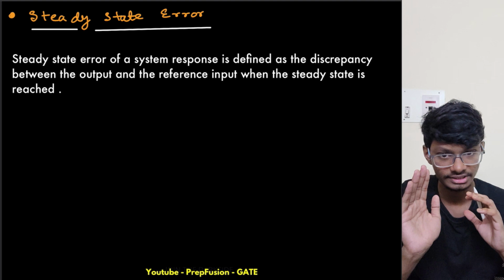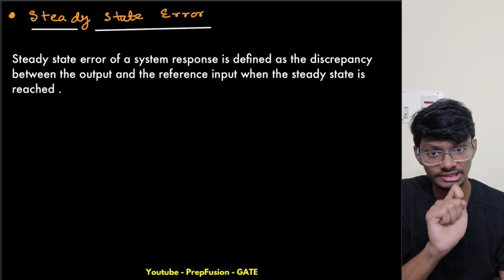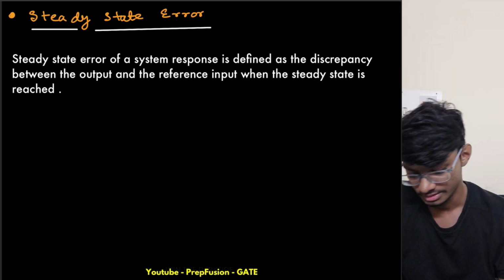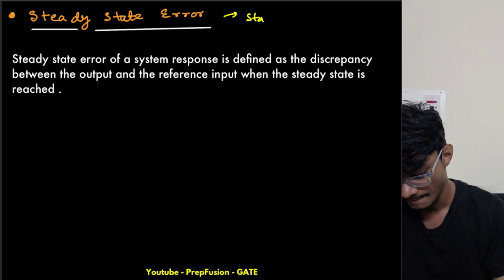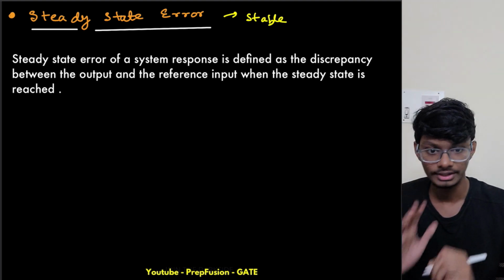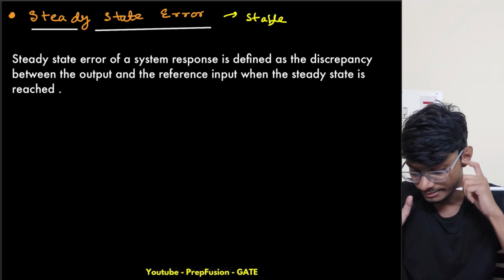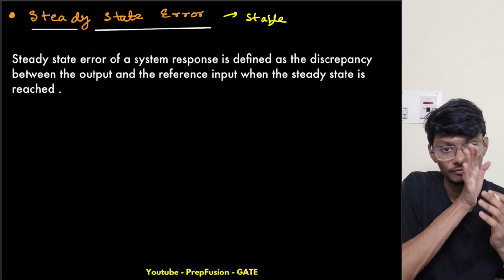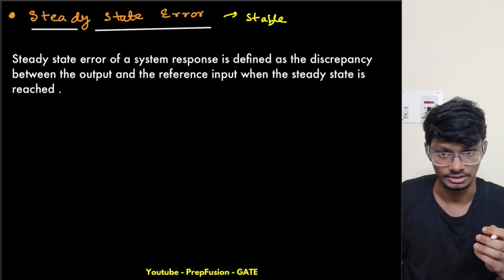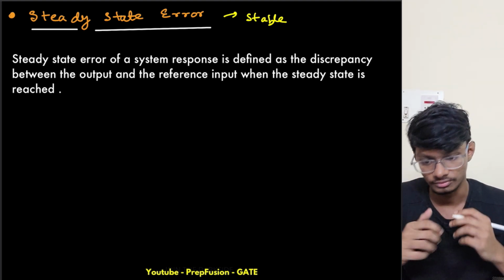So basically it's a steady state, and obviously for my system to reach steady state, it should be stable. So the first condition is it should be a stable system. And this is the global definition, but first we'll understand it for unity feedback, very easy to understand, right? Then we'll understand for non-unity feedback.